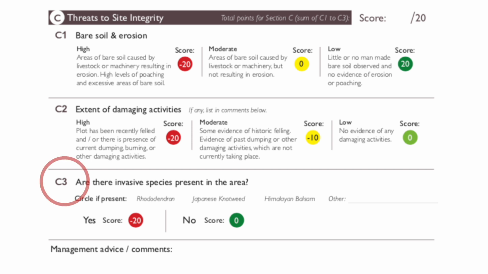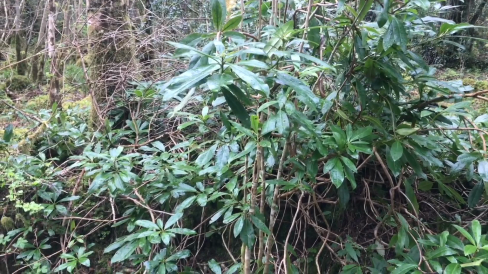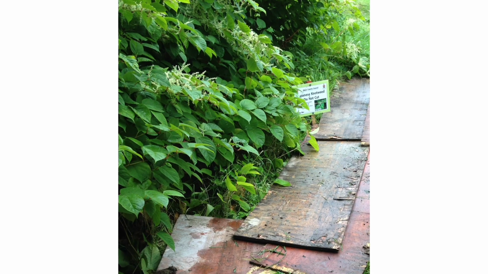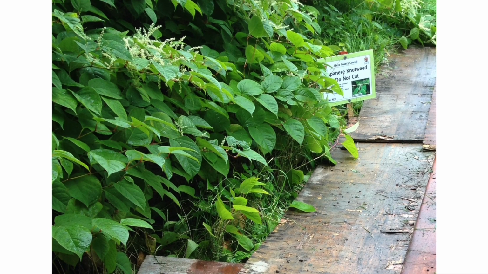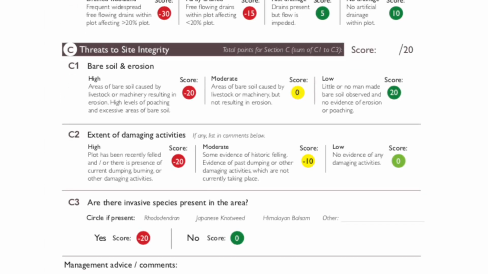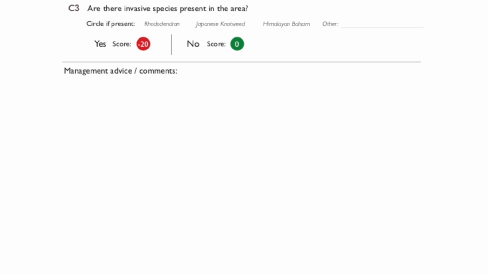And C3. Are there any invasive species in the plot, such as rhododendron, Japanese knotweed or Himalayan balsam? And again, at the bottom of the scorecard, there's a space for comments and recommendations. This is the opportunity to provide advice to allow the farmer to improve their score.